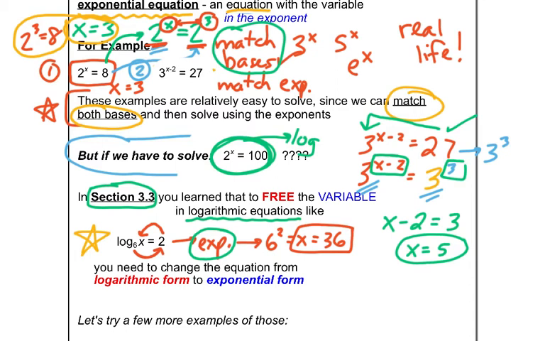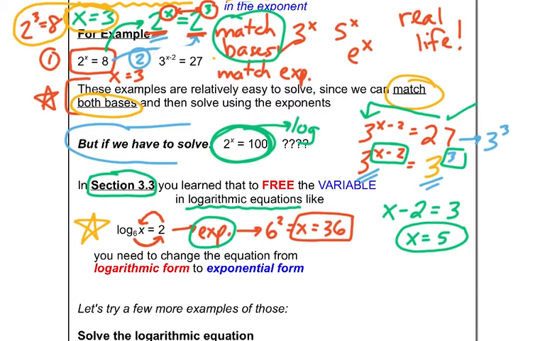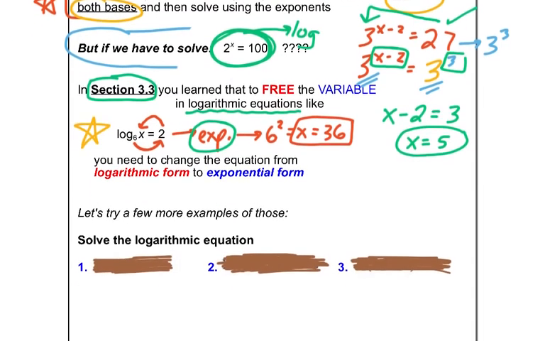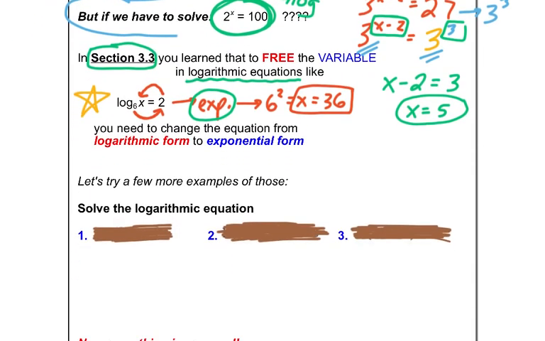Let's stick with these for a little bit before we go back to that 2 to the x equals 100 and try to figure him out. Can we try each of these, friends? Let's try if we can solve number 1, 2, and 3. These are log equations, and you're going to switch them back into exponential to try to solve. And again, just think about those arrows that we drew last time. All right, let's try number 1.